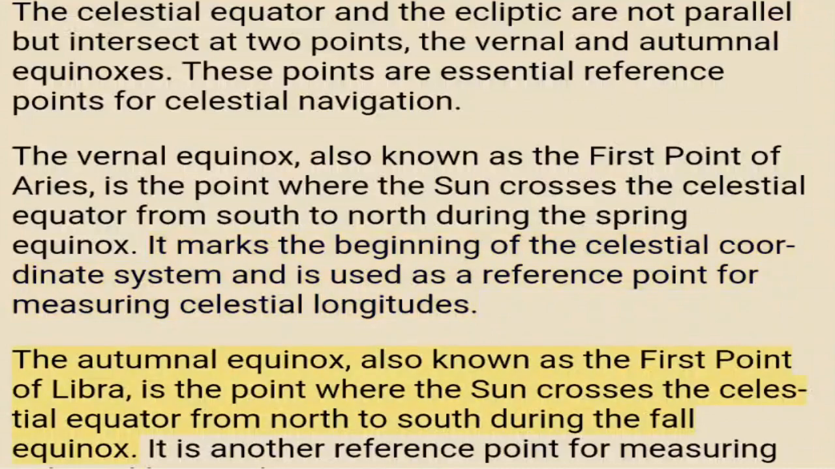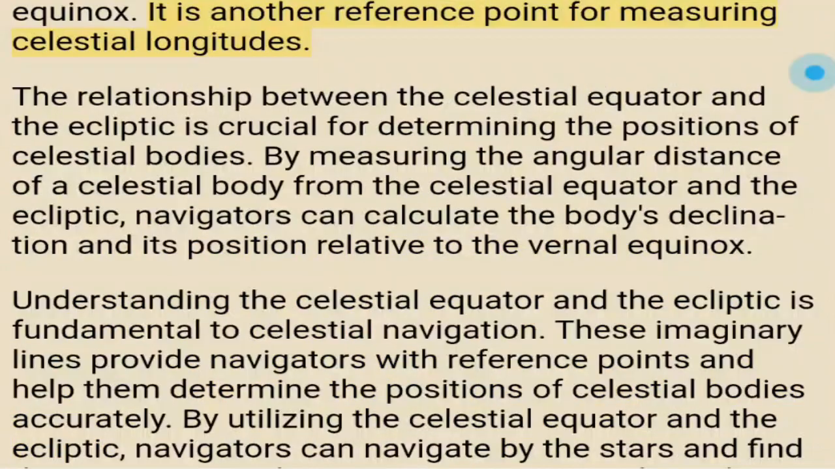The autumnal equinox, also known as the first point of Libra, is the point where the Sun crosses the celestial equator from north to south during the fall equinox. It is another reference point for measuring celestial longitudes. The relationship between the celestial equator and the ecliptic is crucial for determining the positions of celestial bodies. By measuring the angular distance of a celestial body from the celestial equator and the ecliptic, navigators can calculate the body's declination and its position relative to the vernal equinox.